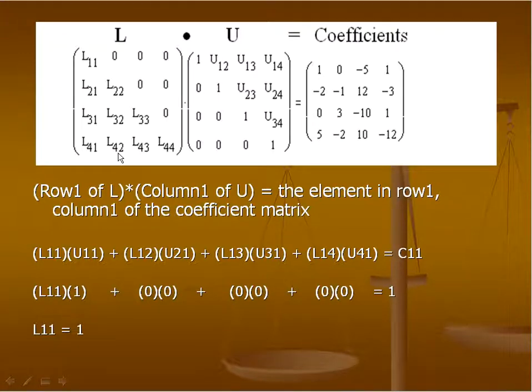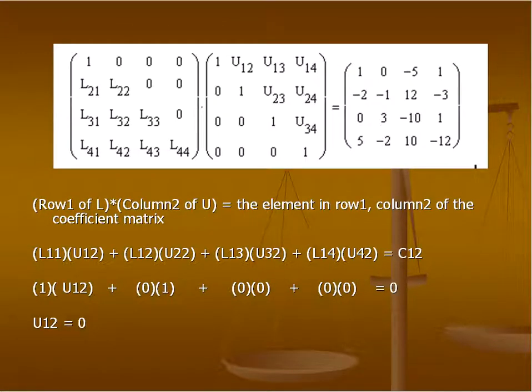Okay, so multiplying the two, it's L11 times 1 plus 0 times 0 plus 0 times 0 plus 0 times 0 is equal to 1. And really, everything just drops out because we have so many zeros, and it just tells us that the variable L11 is equal to 1. Now we're going to take this number and plug it into the L matrix because we're going to need it for future equations. And there it is.